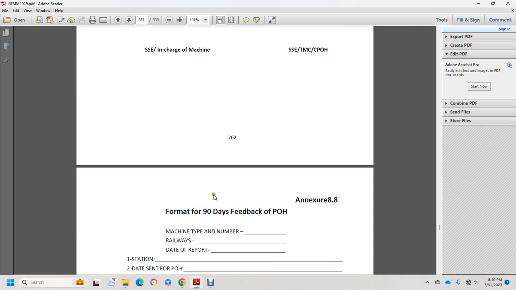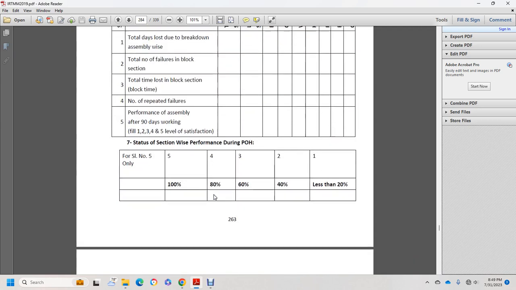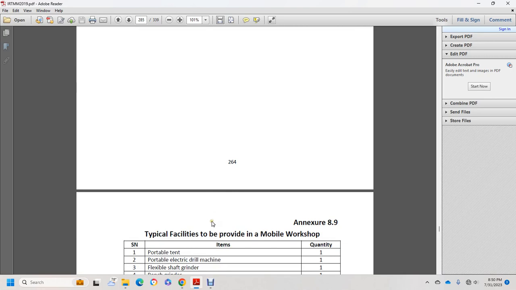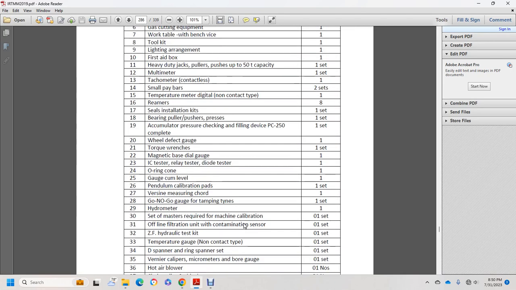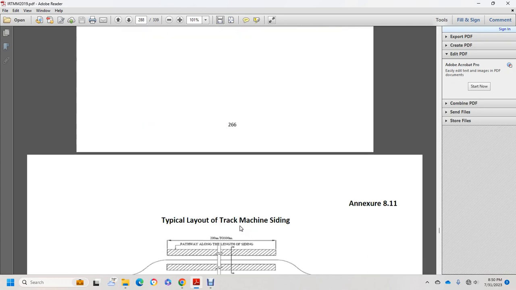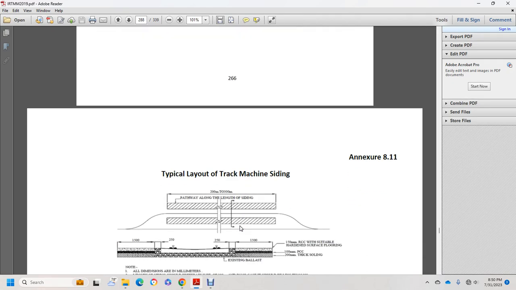Format 90 days feedback, periodic overhaul. Typical facility provided in mobile workshop. List of equipment kept in the camp coach workshop. Typical layout of track machine siding, showing the pathway along the length of the siding.